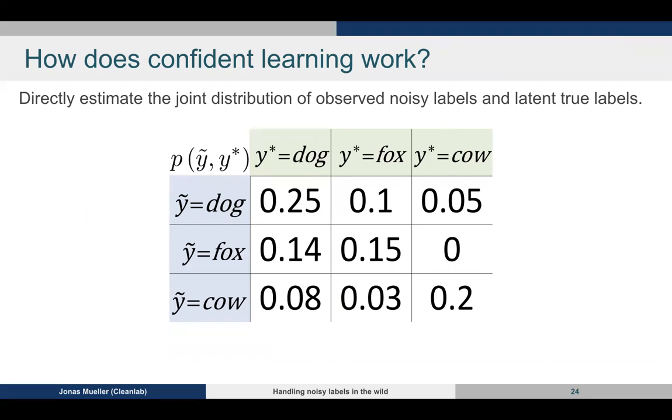Once we estimate that quantity, we essentially can just say, if we think 14% of the images with given label fox should have truly been dogs, we can just go through the list of those images with given label fox, and look at which ones have highest probability of being dog, lowest probability of being fox from our pre-trained machine learning classifier. And those are the ones that we would flag as being label errors.